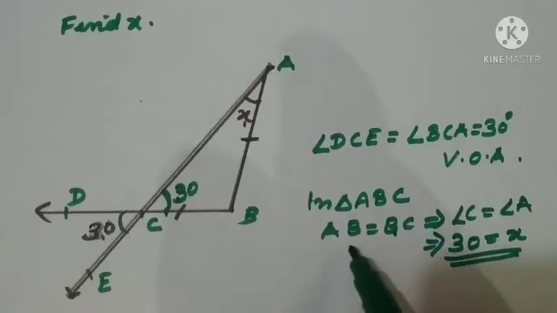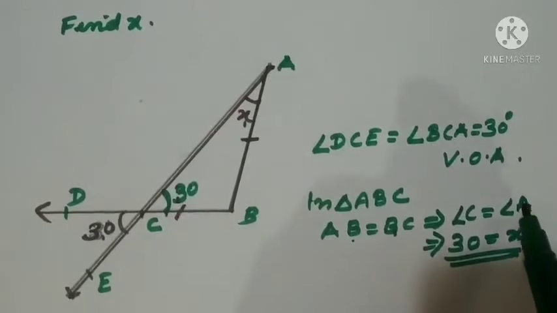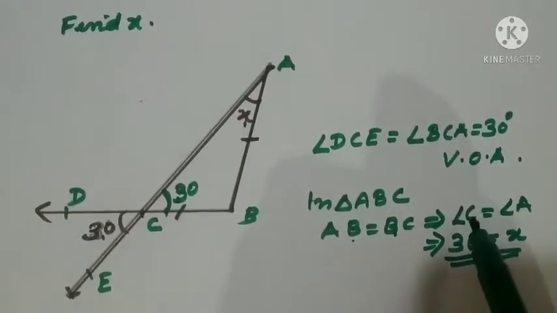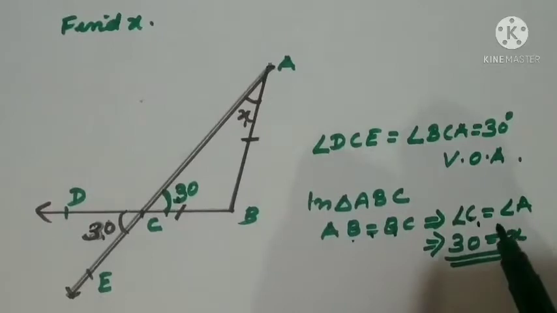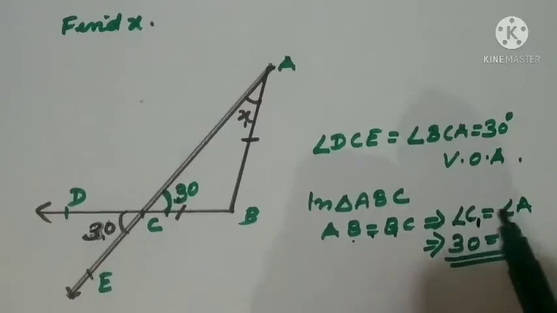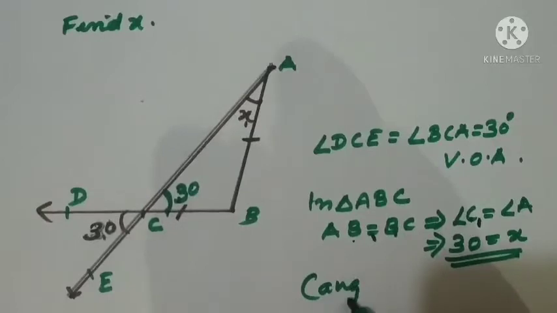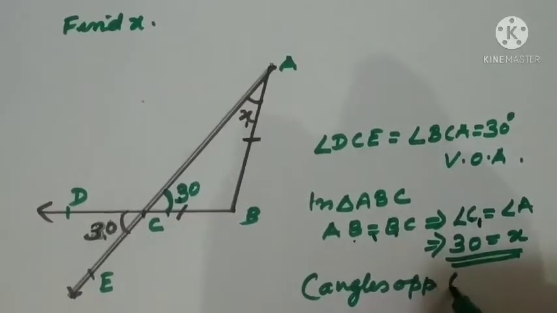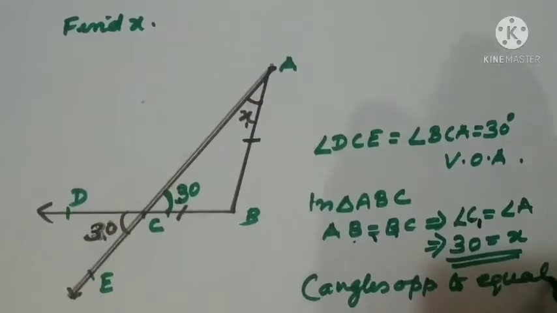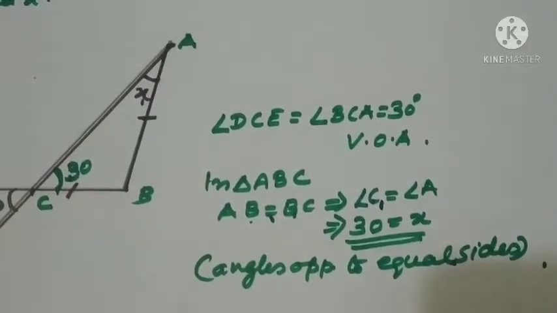So here we have written AB equal to BC implies angle C equal to angle A. Now how can we write the reason here? Since we are dealing with angles, our reason starts with the angle: angles opposite to equal sides. So these are the steps, and what is the value of x? We got x equal to 30 degrees.